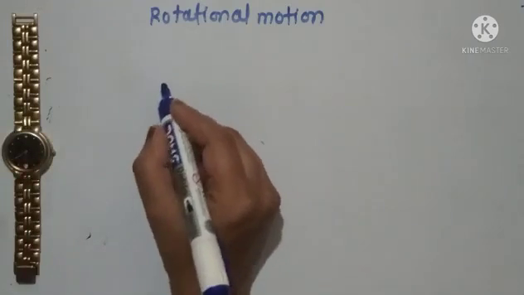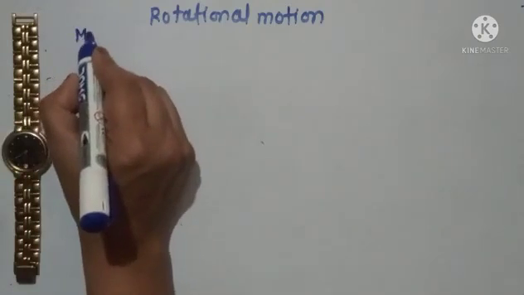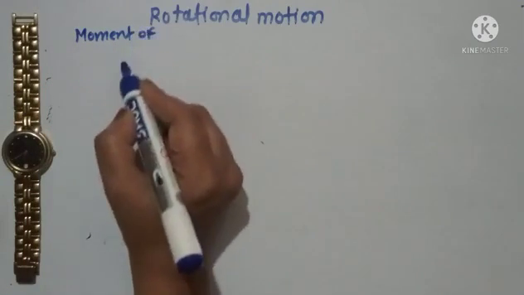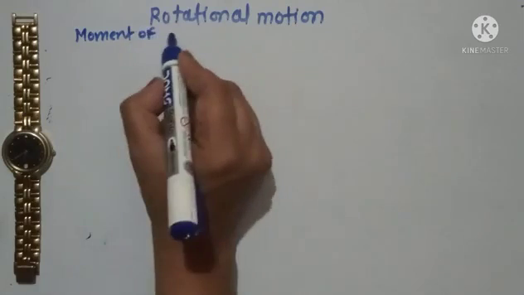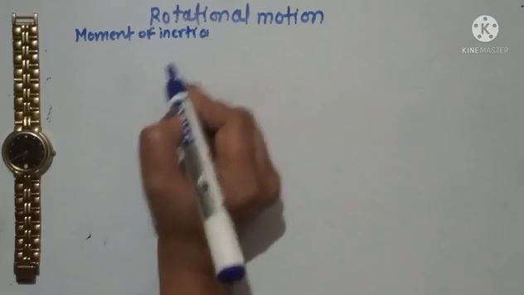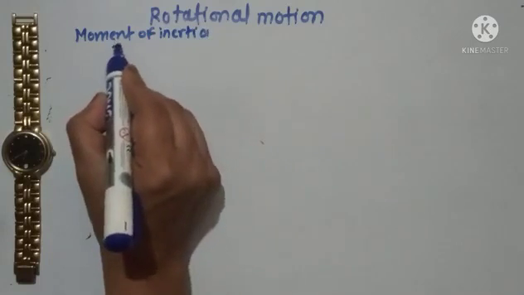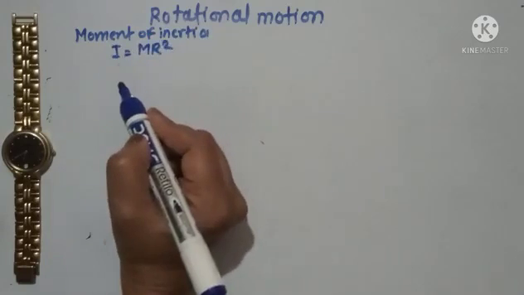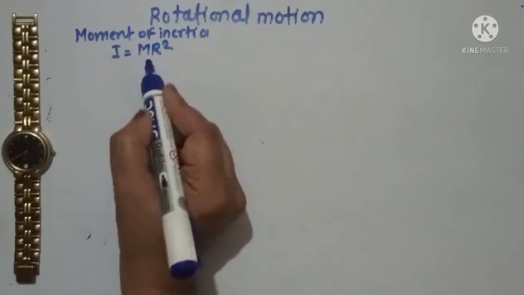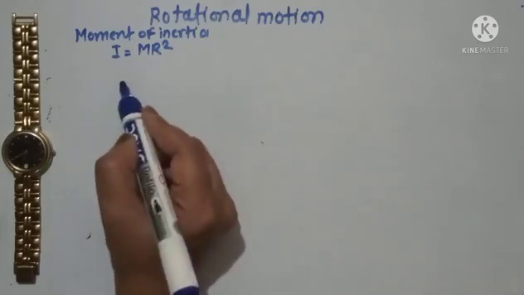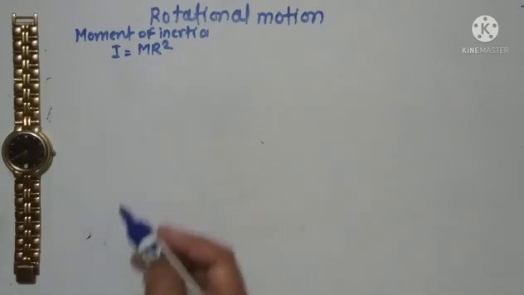So in the last lecture we have seen that moment of inertia is nothing but the tendency of the body to resist the rotational motion, and mathematically it is written in the form I = mr². So the moment of inertia in rotational motion is equivalent to the inertia in linear motion.